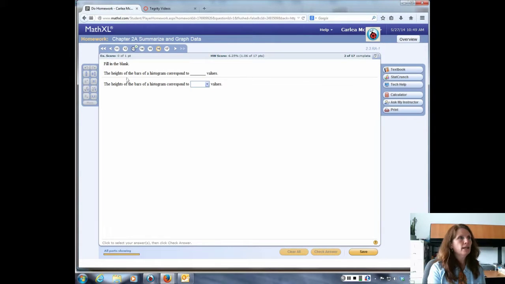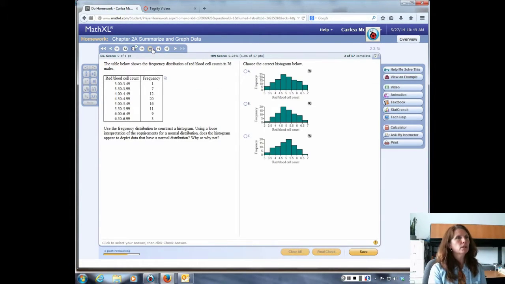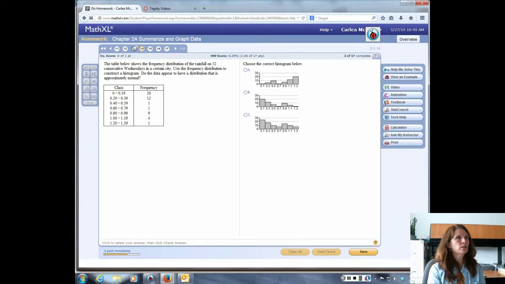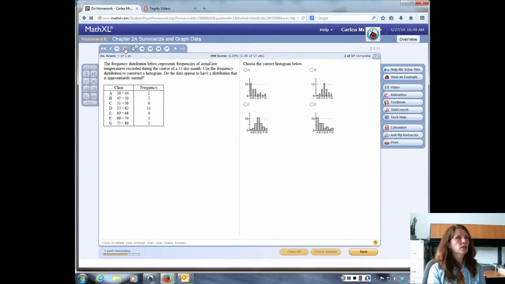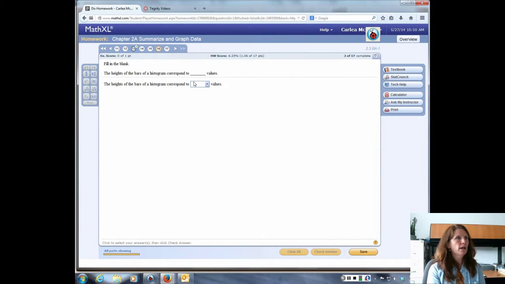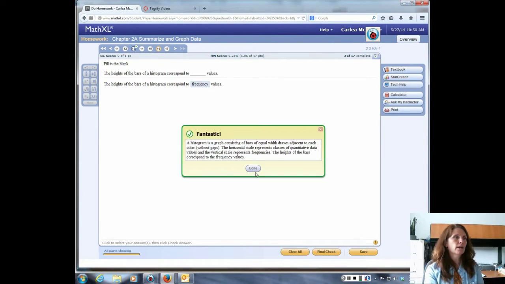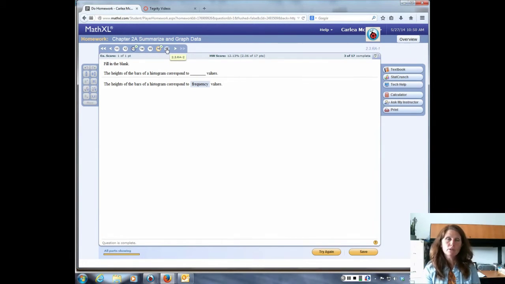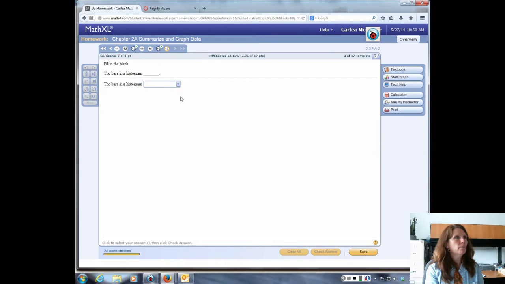The heights of the bars of a histogram correspond to what values? Well, let's just go back to number 15. What do they always have here? Or 14? Or 13, 12. The numbers over here are going along with what we see here. The numbers on the bottom go with the classes, and the numbers along the side always go with the frequency. So the heights of the values, or the frequency, are the number of times that occurs, whereas the horizontal axis is the classes themselves.